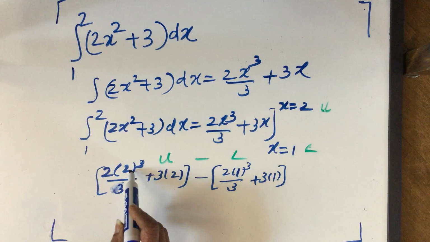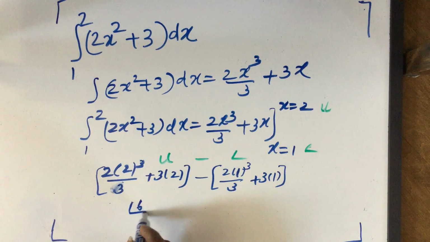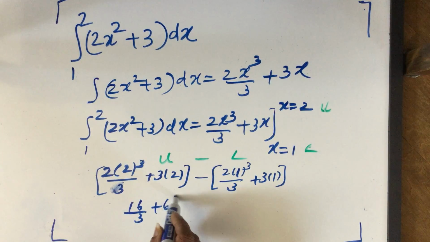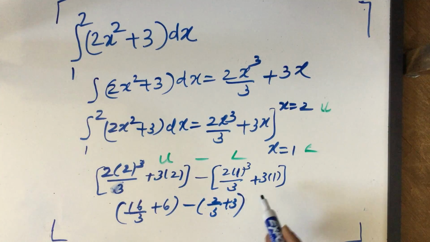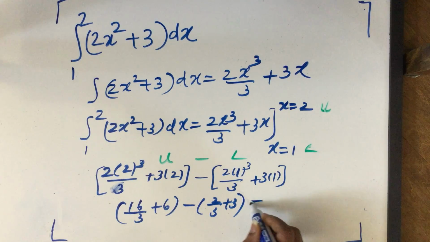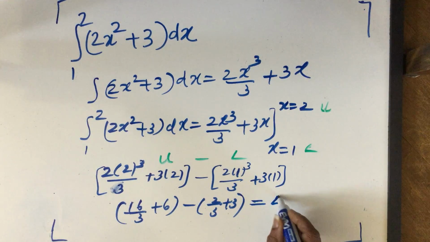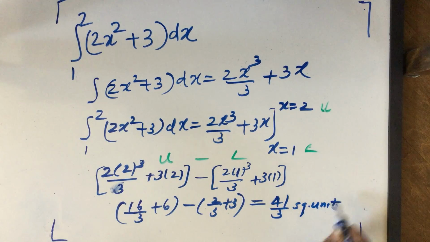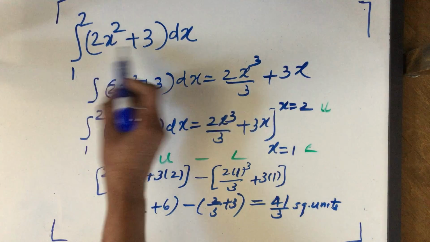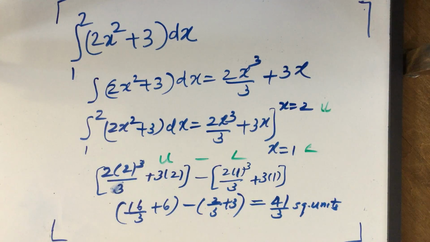Okay. So this is 16 by 3 plus 6, then minus 2 by 3 plus 3. So when you open up the bracket and do all the calculations, it becomes 41 by 3. So 41 by 3 square units. Because this is the area under the curve 2x square plus 3 between 1 and 2, you have to write it as square units. And of course, if it's not a word problem, you don't need to write it.